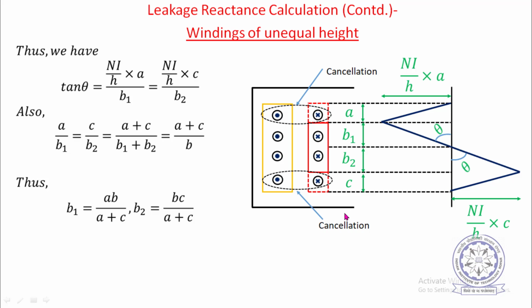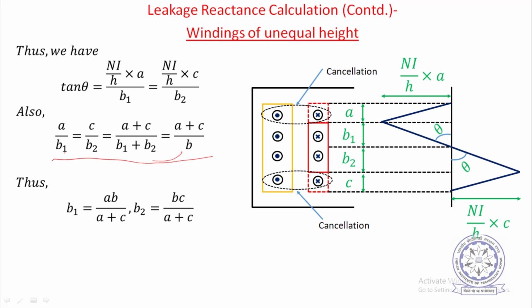And now for calculation, we need tan theta, which is the same. This angle theta is the same, right? Tan theta equals Ni by h into A, this height, divided by B1, and that is equal to Ni by h into C, this height, divided by B2. So this gives A by B1 equals C by B2 equals A plus C by B1 plus B2. A by B1 is equal to C by B2, therefore it is also equal to A plus C by B1 plus B2, which is B1 plus B2 is B. Therefore, A plus C by B.